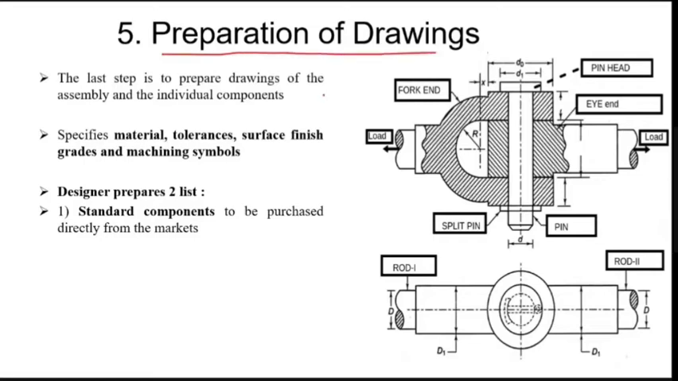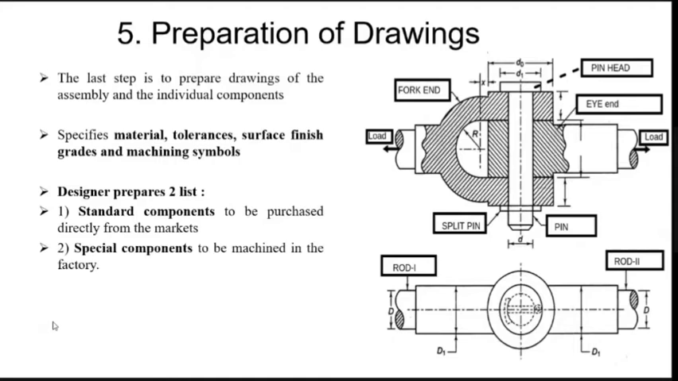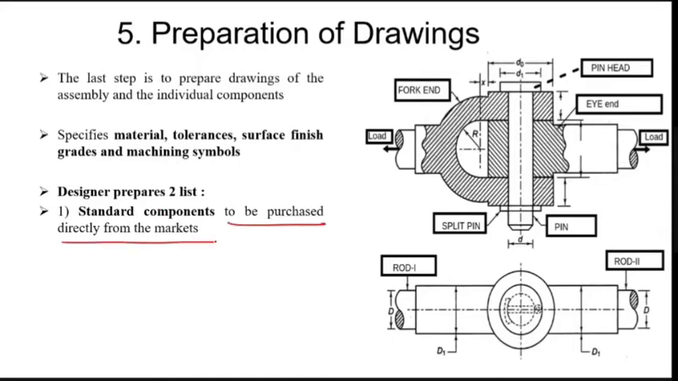Now the most important part: the designer, along with this drawing, will also prepare two lists. As I said, point number one is the production specification. Along with the drawing, the production specification and all the lists will also be given to the production engineer or department. Basically, this list has two components. The first is the standard component, which can be purchased directly from the market, for example ball bearings or oil seals.